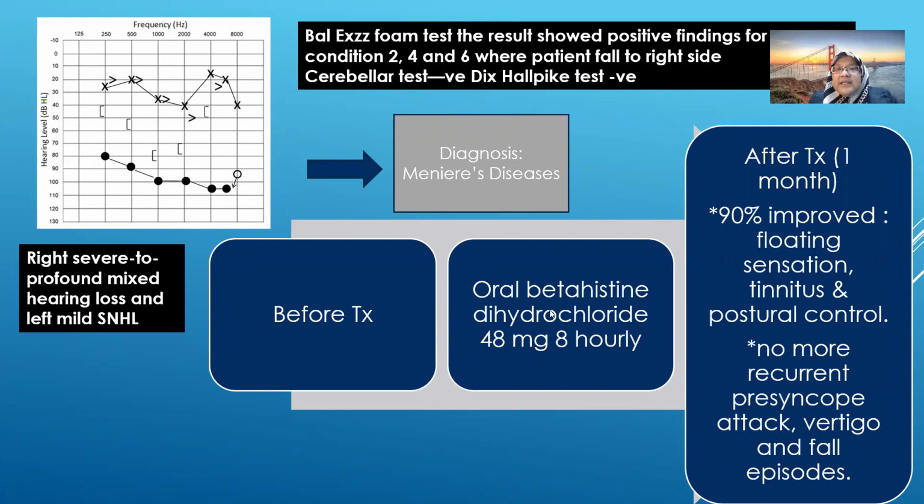Before and after treatment, we gave them oral betahistine, which is high dose, 48 milligrams. So my diagnosis now is not what we call a presyncopal attack or fainting for this patient. Our diagnosis is now shifting to Meniere's disease. After 1 month of treatment, alhamdulillah, at follow-up, the patient complained of 90% improvement in floating sensation and tinnitus, and postural control much better. The most important thing that makes the patient very happy is no more recurrent presyncopal attacks, as the patient assumed before. It's not a presyncopal attack, actually.